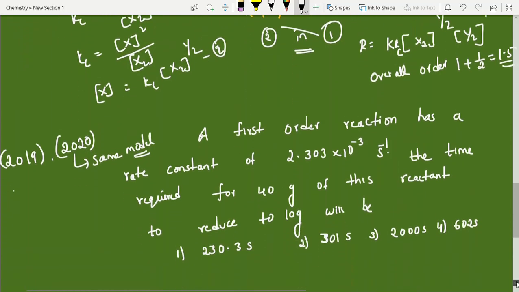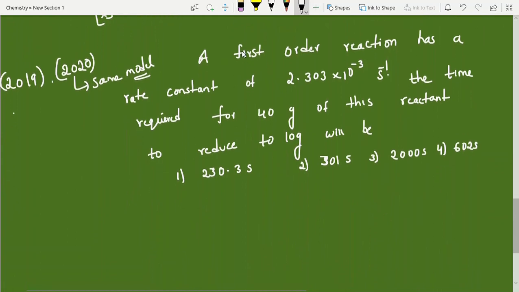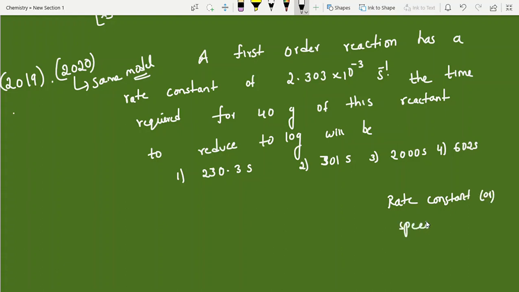Next, 2019 and 2020 also they asked the same model. A first order reaction has, just values they changed, that's it. A first order reaction has a rate constant, students, rate constant or specific rate constant and one more, velocity constant. All three are same. Sometimes velocity constant, sometimes specific rate constant, sometimes rate constant they mention in the given question.